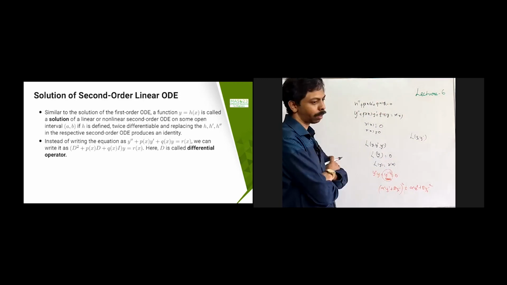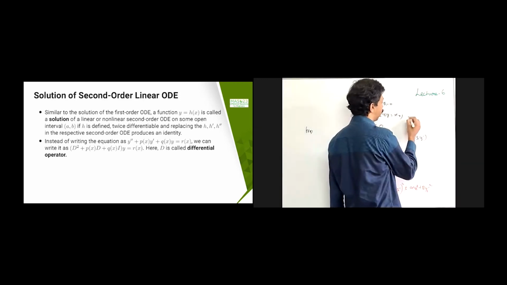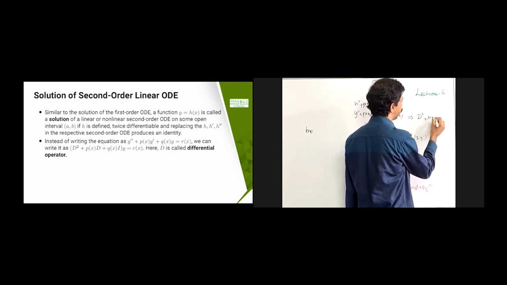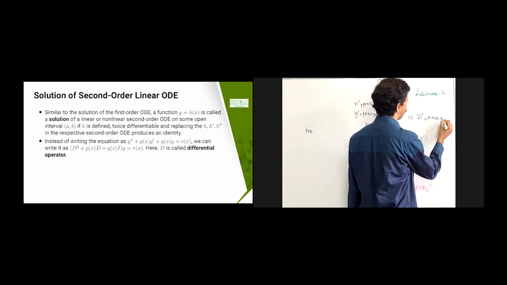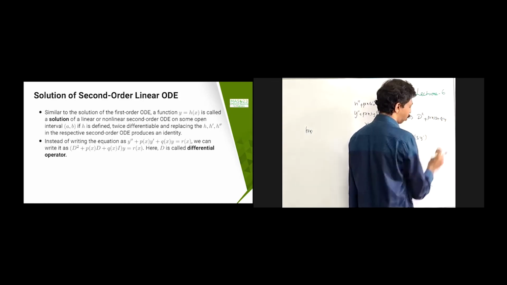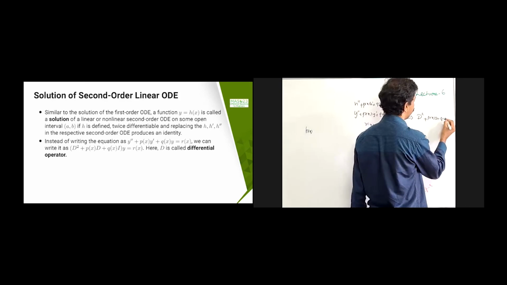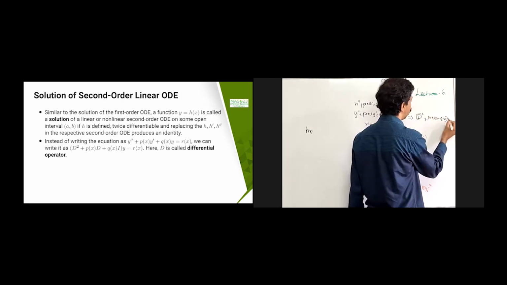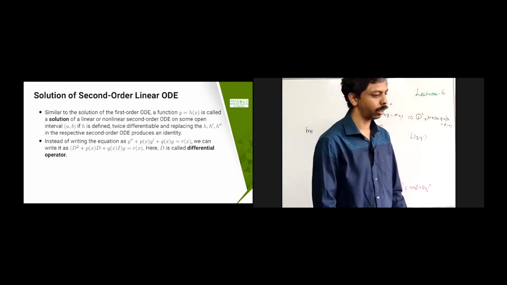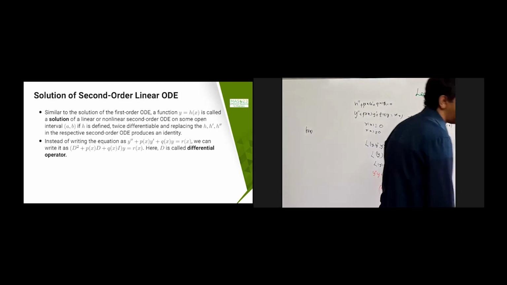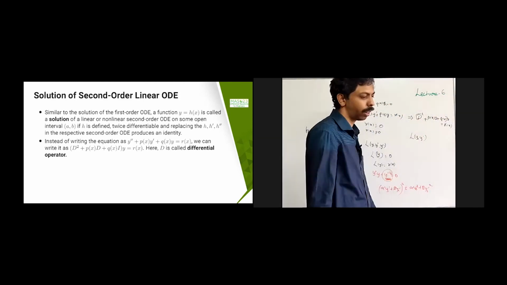Instead of writing y double dash plus p of x y dash plus q of x y equal to r of x, people also write this as D square plus p of x into D plus q of x, into y equal to r of x. This also people used to write. So this D is called the differential operator.